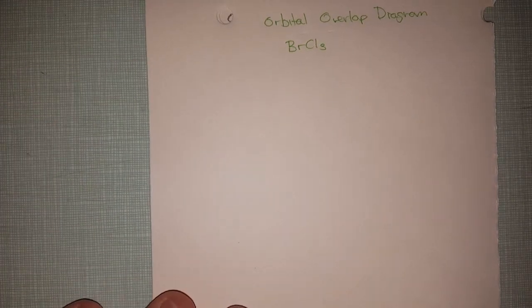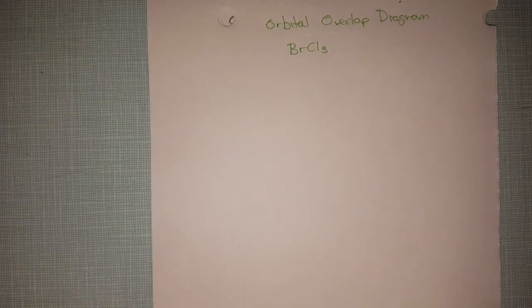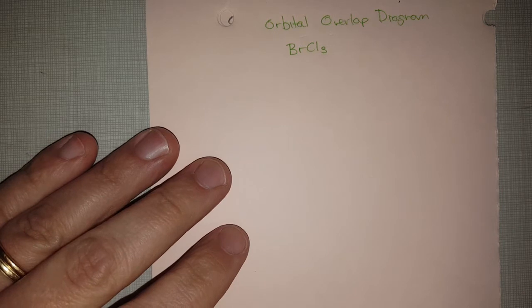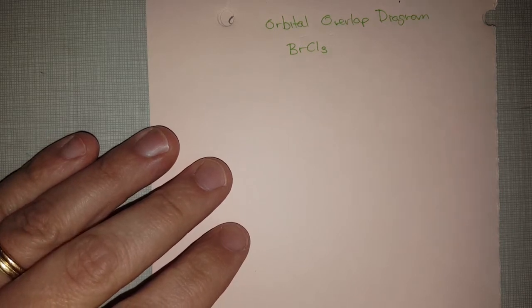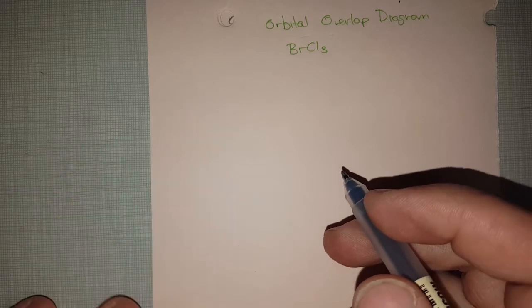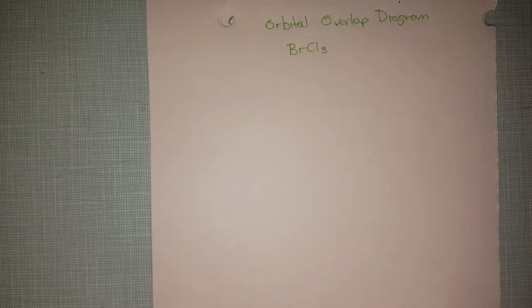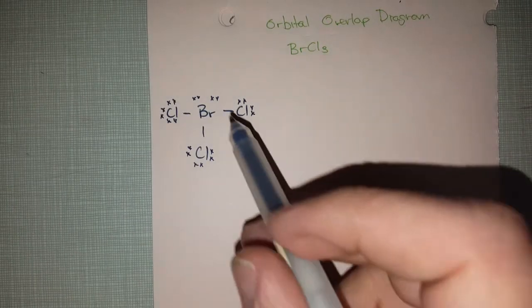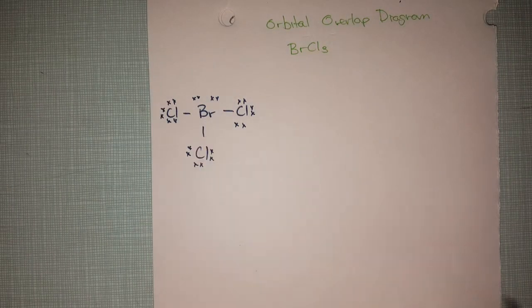Okay, so let's take a look at our first one, BrCl3, or bromine trichloride. As we stated, the first thing we need to do is our Lewis structure for this molecule. We know that our bromine is our central atom. So now we know our Lewis structure. We know that we need 3 bonds, and they'll all be single bonds.